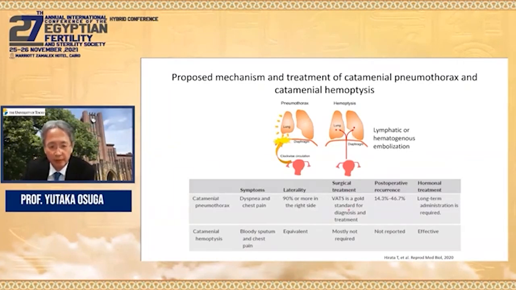To sum up, please look at the table. Surgery is standard for catamenial pneumothorax, but postoperative recurrence is often observed. For catamenial hemoptysis, hormonal treatment is very effective in general.